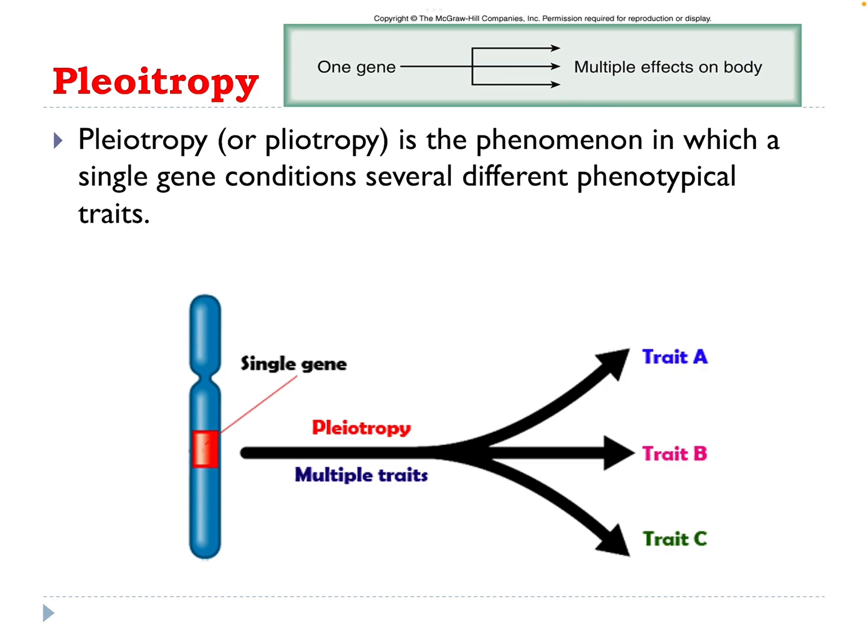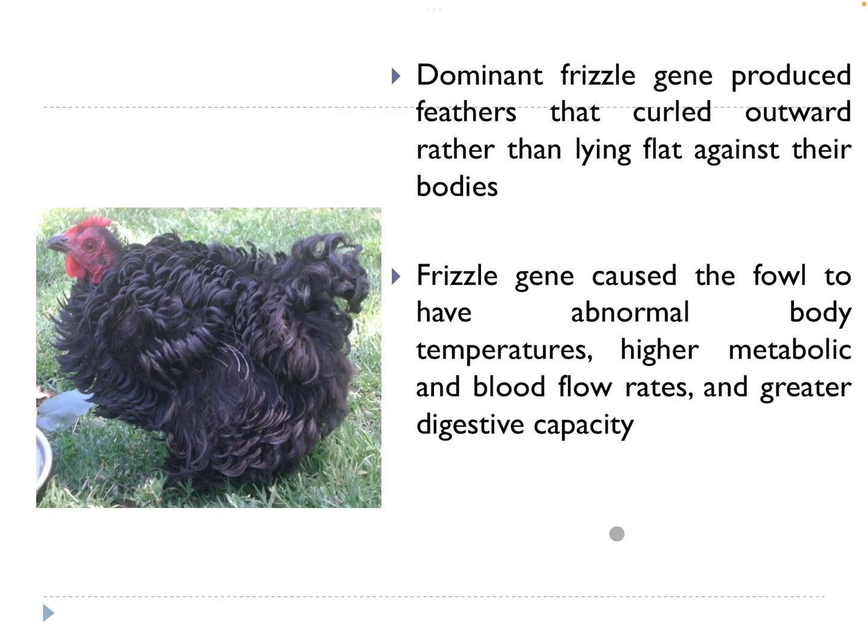Another topic is pleiotropy. Pleiotropy is the phenomenon in which a single gene affects several or different phenotypical traits. In this one, the single gene, we will have pleiotropy or multiple traits. It can produce trait A, trait B, or trait C. An example of this is the chicken, or the fowl.